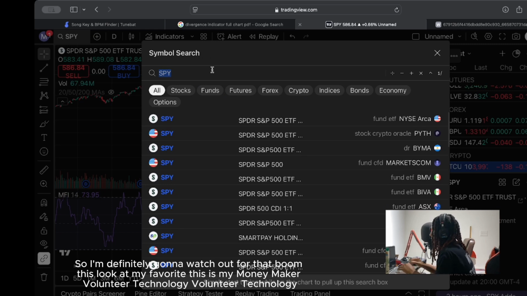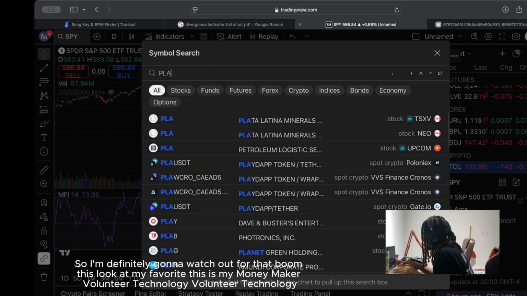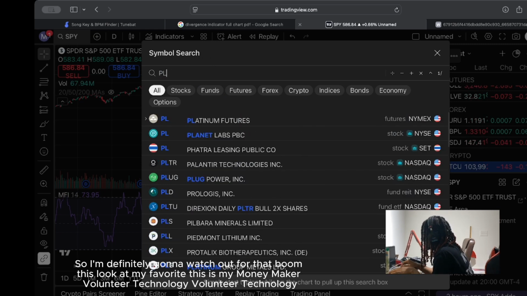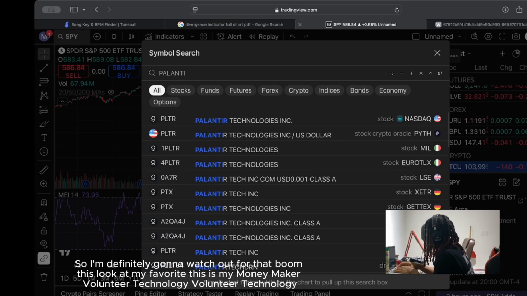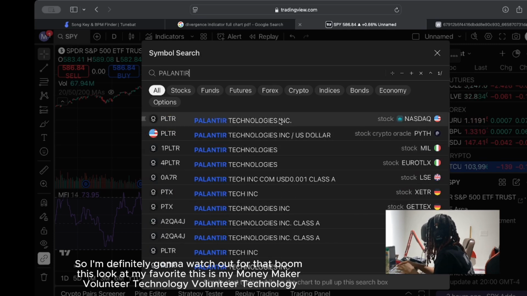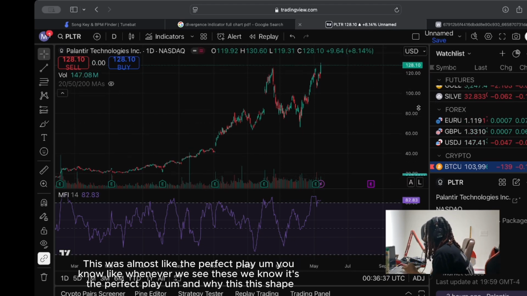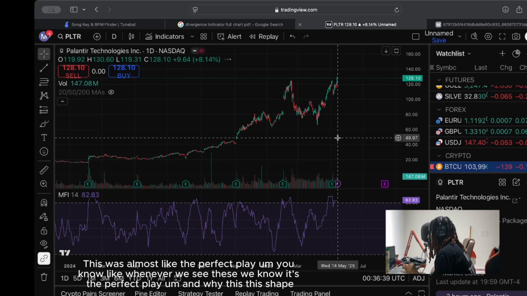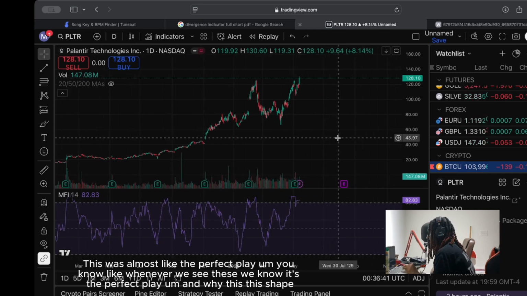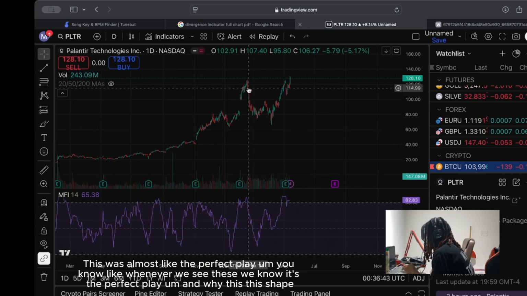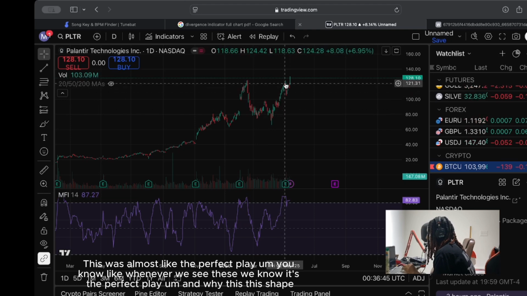Boom. Let's look at my favorite. This is my money maker, Palantir Technology. This was almost like the perfect play. Whenever we see these, we know it's the perfect play.